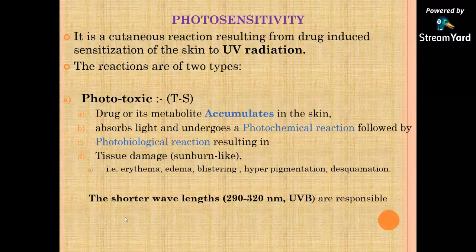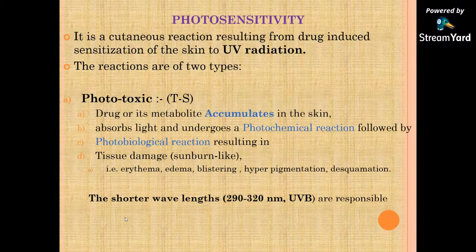First is the phototoxic reaction. The drug or its metabolite gets accumulated in the skin. So what is the phototoxic reaction? In a phototoxic reaction, the metabolites of the particular drug get accumulated in the skin, and UV rays fall on the skin. That metabolite of the drug will react with that UV radiation. That is called the phototoxic reaction.